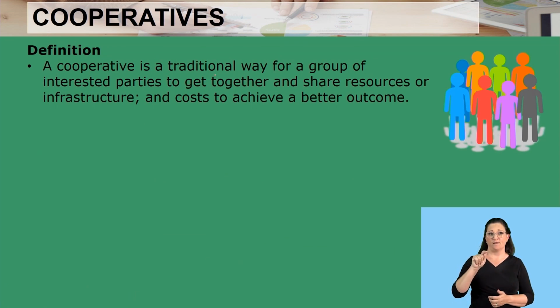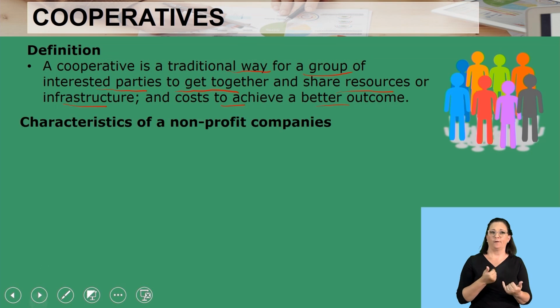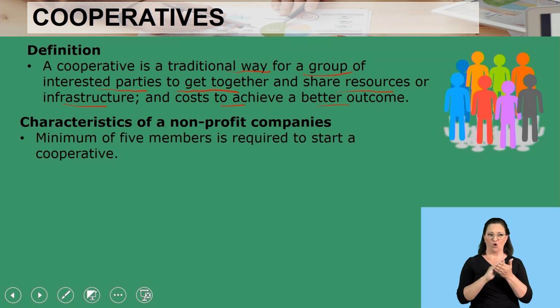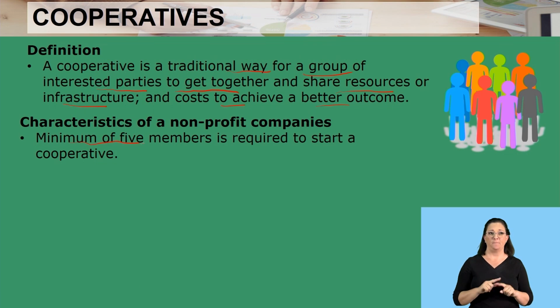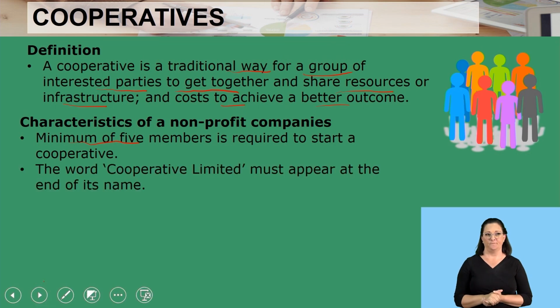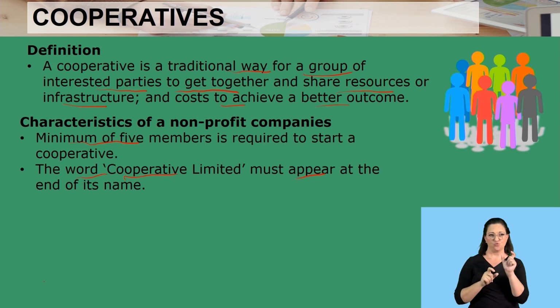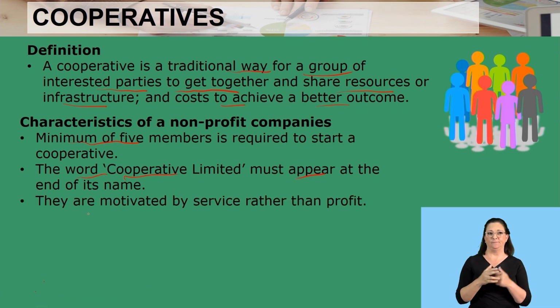A cooperative is a traditional way for a group of interested parties to get together and share their resources or infrastructure and cost to achieve better outcomes. This would be done maybe by a community living in a particular village, for instance. Then a minimum of 5 members is required for a cooperative to start. The word cooperative limited must appear at the end of the name of a cooperative, and they are motivated by service rather than profit.